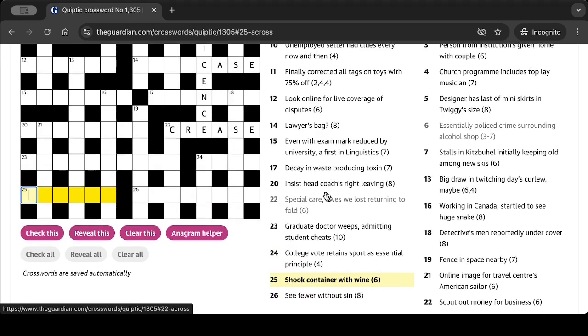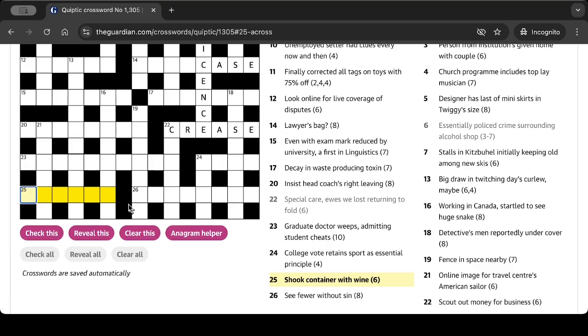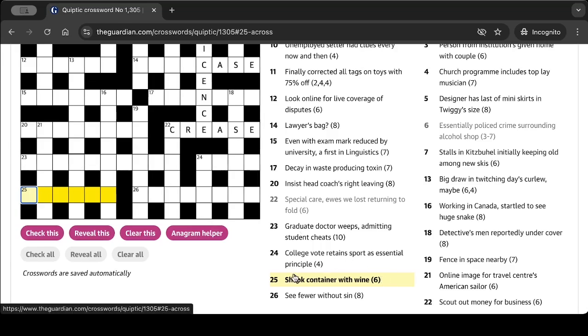Shook container with wine. Wine could be something like asti. Actually, it could be something like claret. So we might be looking at a straight part being the word wine. It could also be shook. Okay, let's move on to the next one.